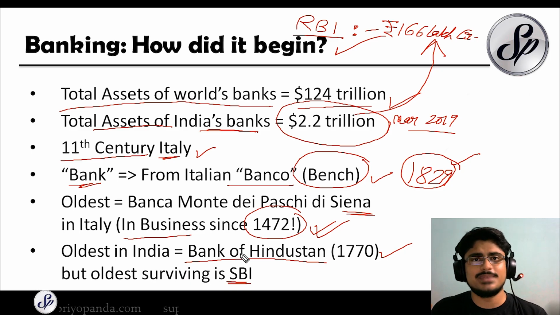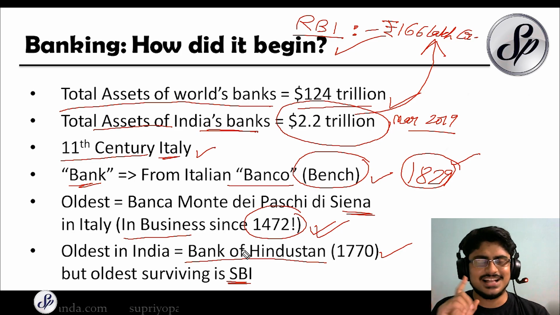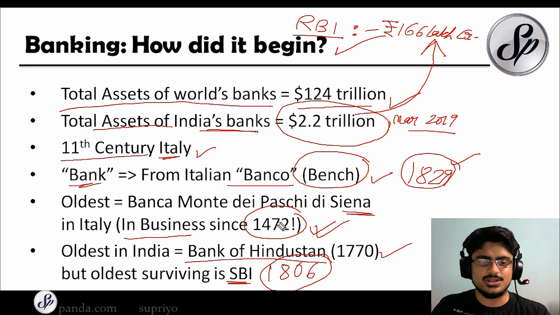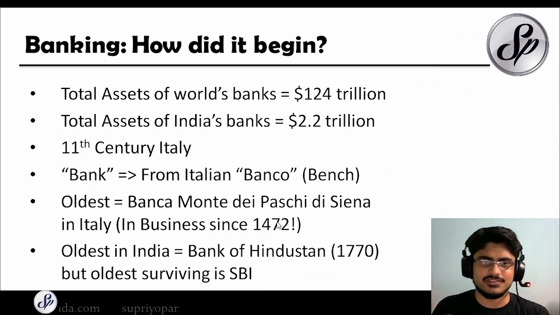So how did SBI actually start? We are going to look at this in future sessions. I'll just tell you that SBI started in 1806. In 1806, there was a bank called the Bank of Calcutta, and later in 1809 it became the Bank of Bengal. This was actually the inception of State Bank of India as we know it. In the future sessions I'll take you through the entire history of SBI. Don't worry, we are going to cover all of it.